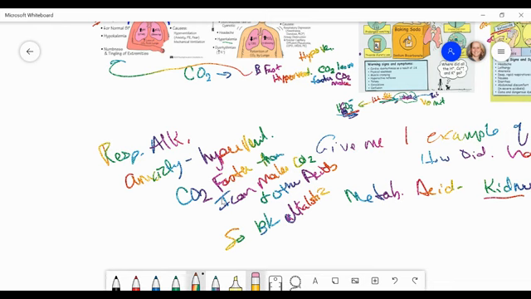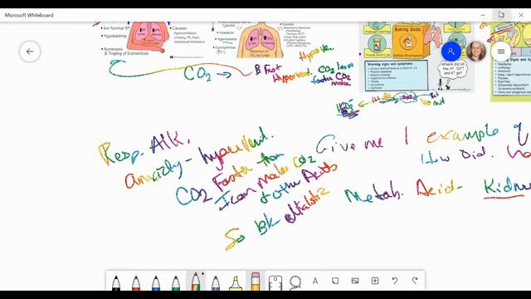Okay, so normally I ask you to give me the example of one of these 4 conditions and how it works. How did it get you to that situation? I don't normally ask how compensation occurs, but just so you are aware, start trying to add that last detail. That might be how you help explain what's happening a little bit better. Okay, so that is what I have for you today.